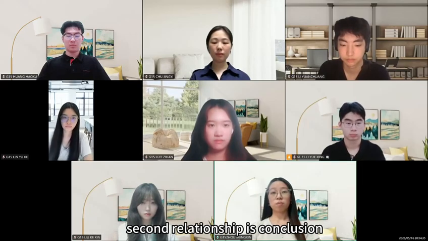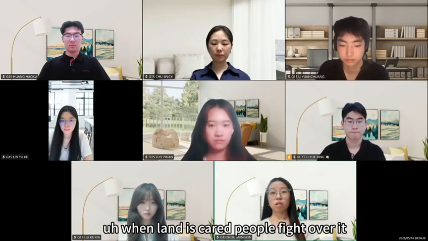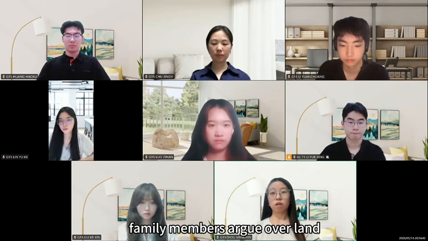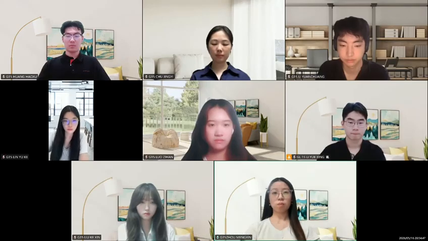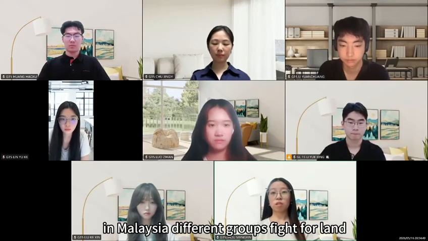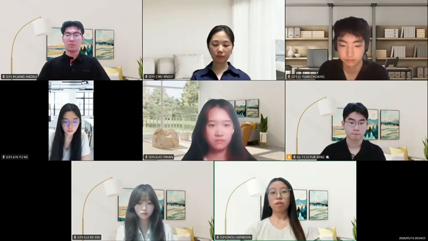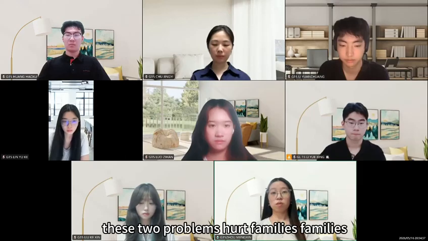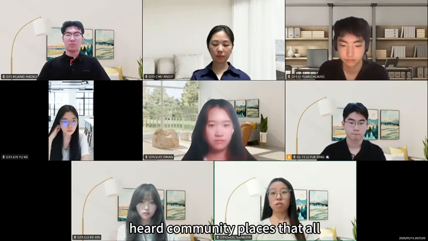Second, relationship exclusion. When land is scarce, people fight over it. Family members argue over land. Neighbors fight over borders and water. In Malaysia, different groups fight for land and make more trouble. In short, these two problems hurt family life and hurt community places. That's all.